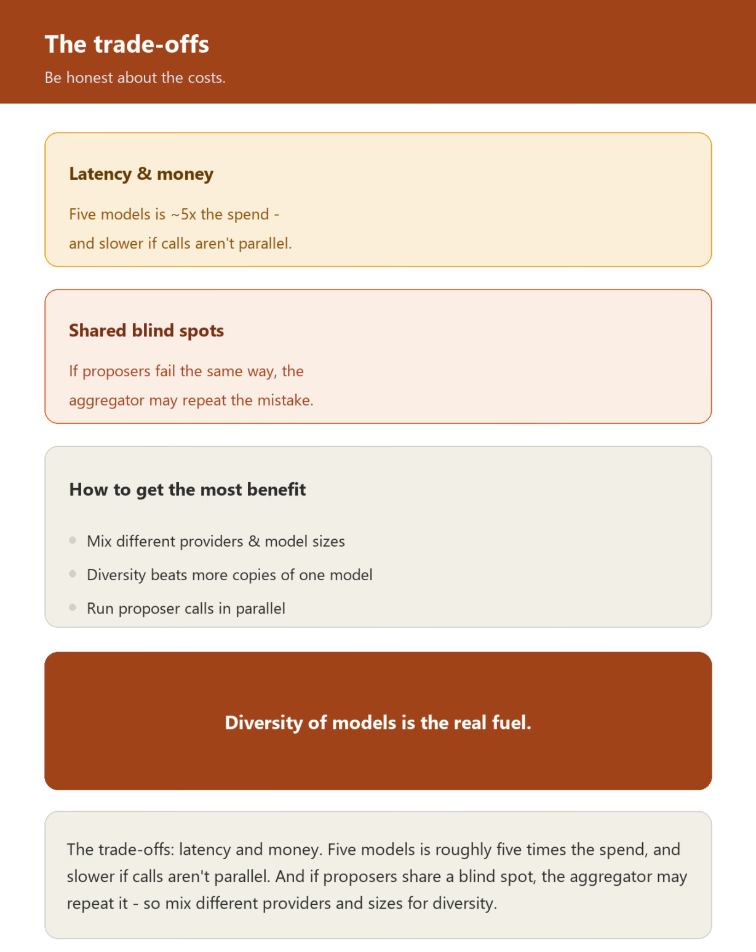Let's be honest about the trade-offs. The big costs are latency and money. Calling 5 models instead of 1 is roughly 5 times the spend and can be slower if the calls aren't parallel. There is also a subtle risk. If all your proposers share the same blind spot, the aggregator may confidently repeat a shared mistake. Diversity of models matters. Mix different providers and sizes to get the most benefit.